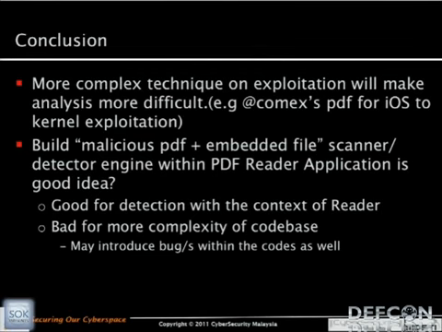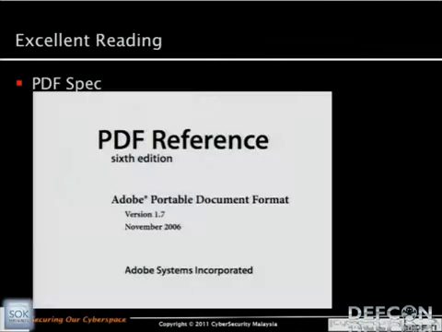And of course, a malicious PDF scanner or detector engine embedded within the reader application itself is a good idea, because it would have the context within the PDF reader, okay? But for some reason, I think it's also a bad idea. If you add another engine on top of it, you add complexity to the code base, which also means more bugs within the engine itself. It would be embarrassing to have the code that scans for malicious stuff be vulnerable to bugs, all right? So pretty much that's the conclusion.